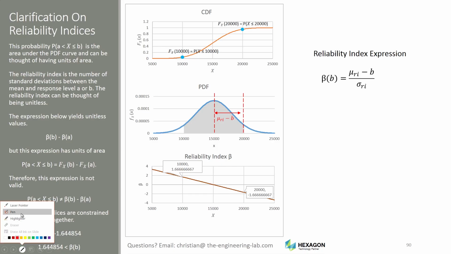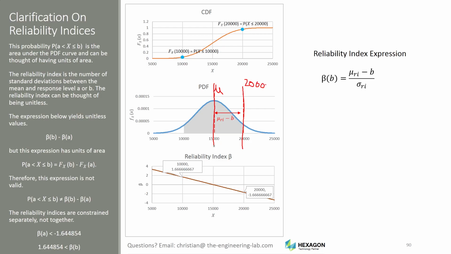What a reliability index is giving you is the distance between the mean of the response and the response level. So in this case, let's suppose the response level is 20,000. We know what the mean and the standard deviation are for the response, so we calculate what's called the reliability index. This is telling you the number of standard deviations between the mean and the response level.